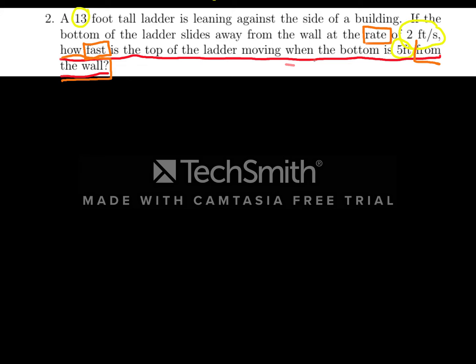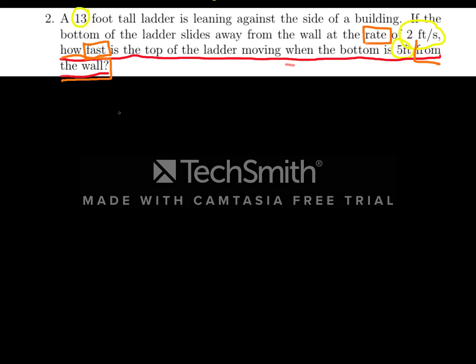We've circled, underlined, and boxed, and now we need to eliminate if there's anything extra. And again, I don't see any extraneous variables in this problem. Okay, so now let's organize our work. So I've got a 13-foot ladder leaning against the side of a building.